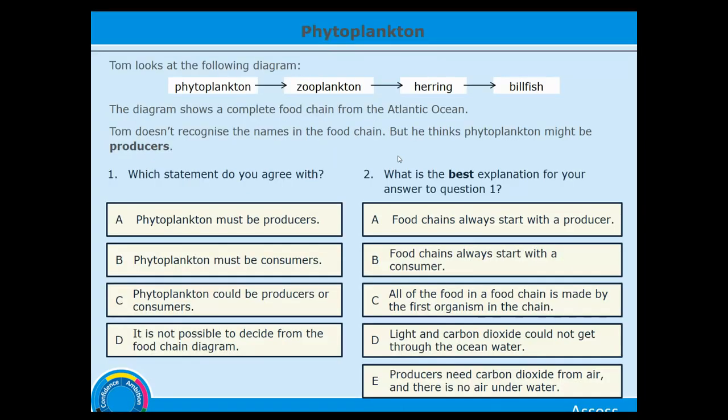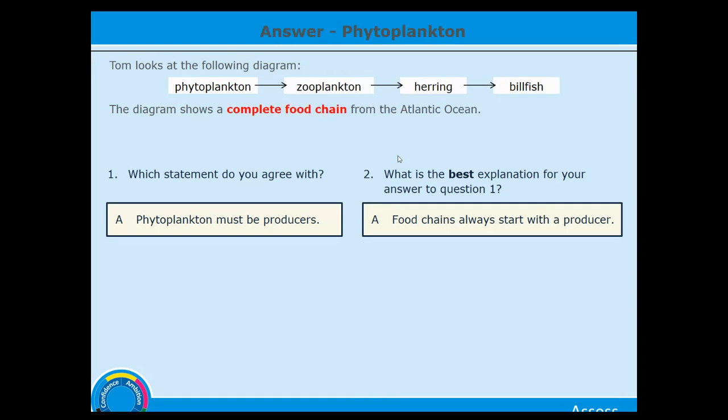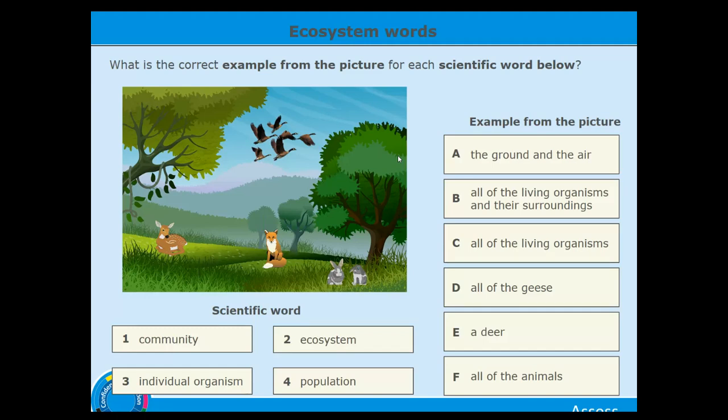Okay, here's another set of questions for you to try out. Please pause the video and have a go at these questions. Okay, the answers. So the diagram showed us a complete food chain. So definitely a phytoplankton is a plant and plants are producers. Okay, next slide. Please pause and have a go at these.